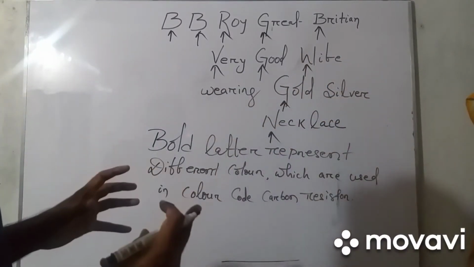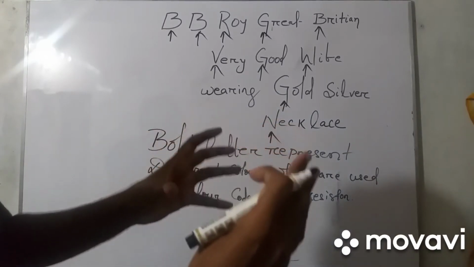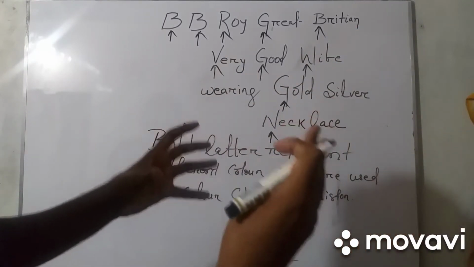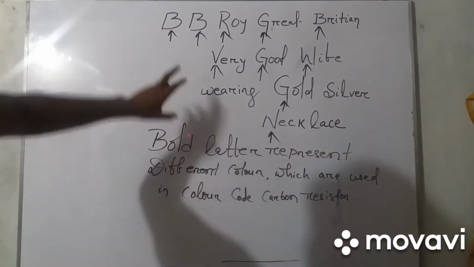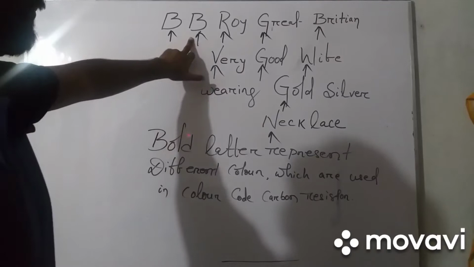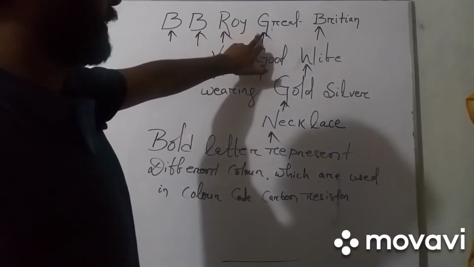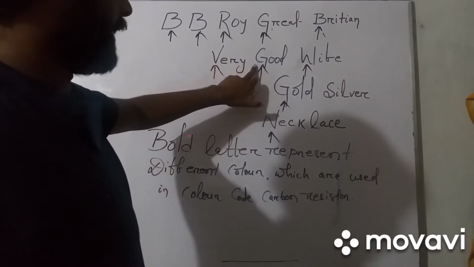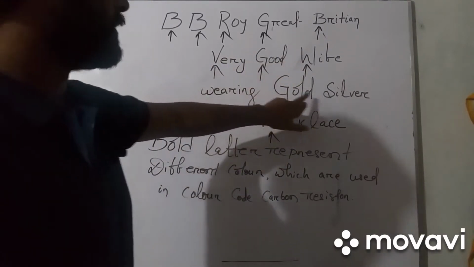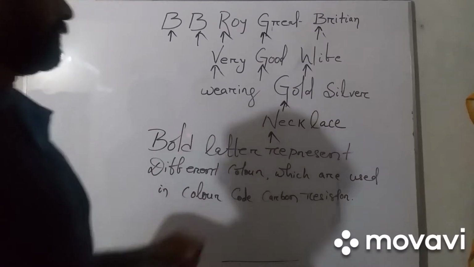So each bold letter represents a color. Each bold letter represents colors. Okay, so black, brown, red, green, blue, violet, grey, white, gold, silver, none of these. Clear?